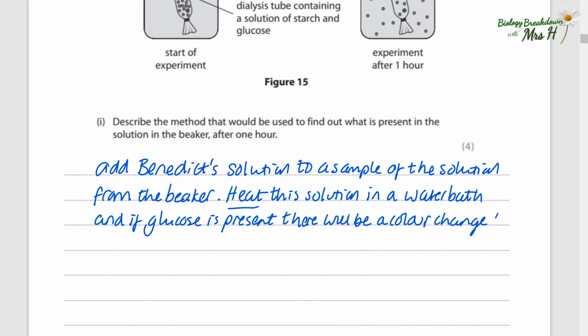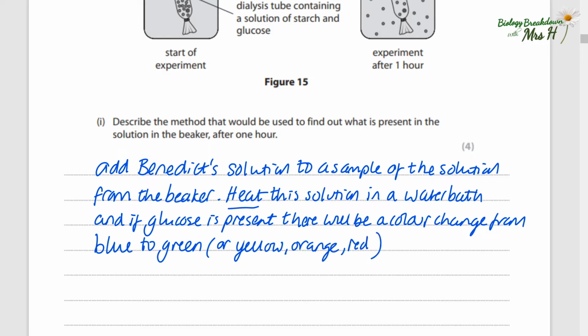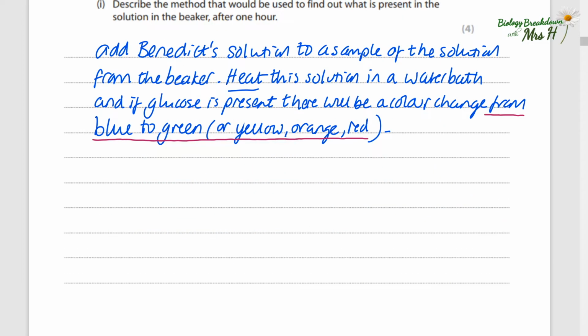change. You cannot get a mark for just saying colour change, so you are going to have to tell the examiner what the colour change is from and to. So for example, we know that Benedict's solution is blue, so it's going to change from blue to green, or possibly orange or yellow or red. It depends on the concentration, but any of those colours would be fine. That's going to get you your 2 marks there for the sugar.